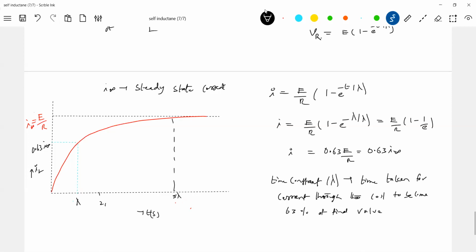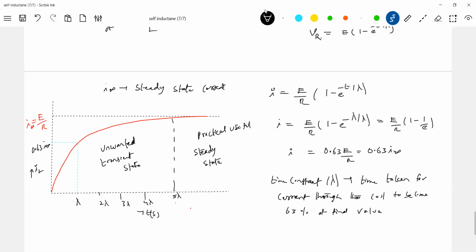We called it like this, no? 2 lambda, 3 lambda, 4 lambda. This is called the transient state. This is called the steady state. So tell me, in which particular state will we be using the inductor? Practically we'll be using it here, the practical use. This is the unwanted transient state. The practically useful one is the steady state. I am writing very directly on the graph itself.